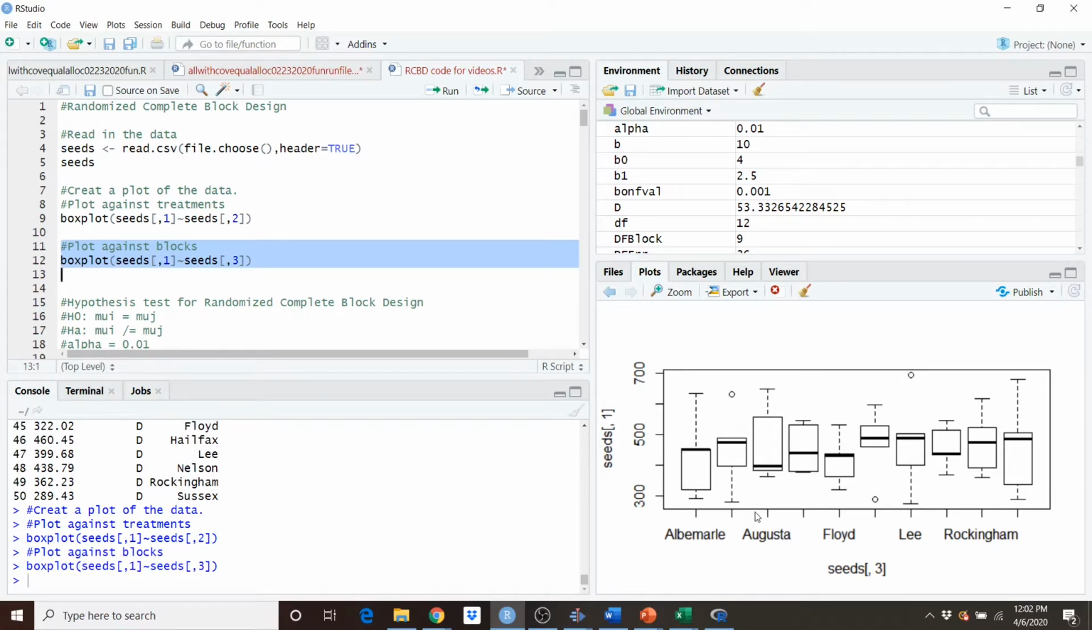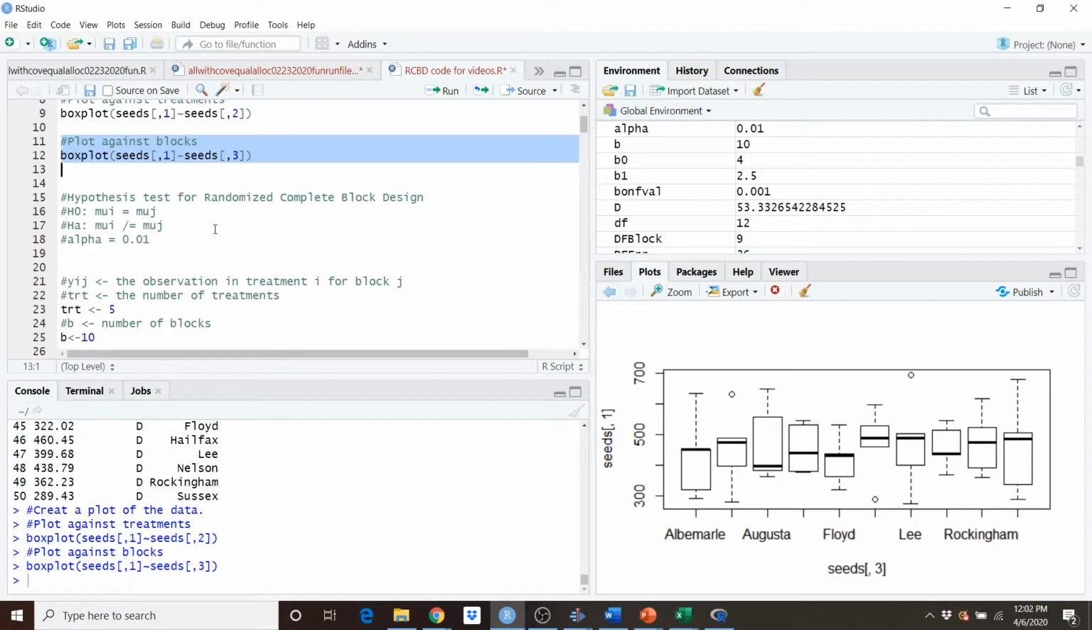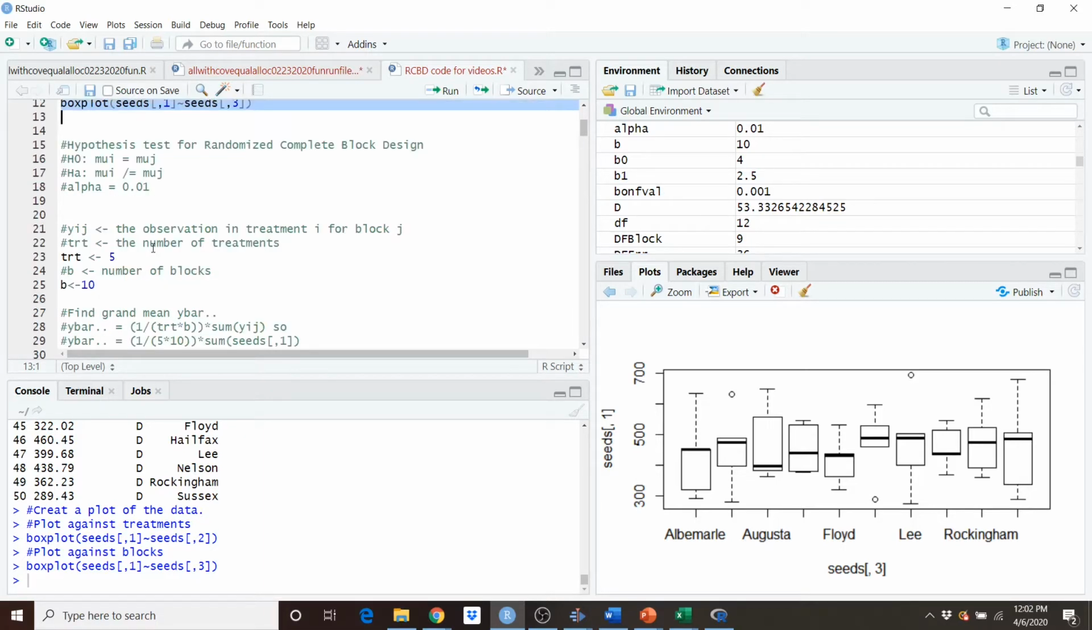a box plot of the yields by counties. So we're going to set our hypothesis for our randomized complete block design. Remember, our null hypothesis, mu i equals mu j. Our alternative hypothesis, mu i does not equal mu j. And we're going to choose an alpha of 0.01.